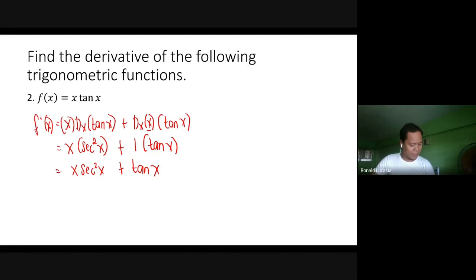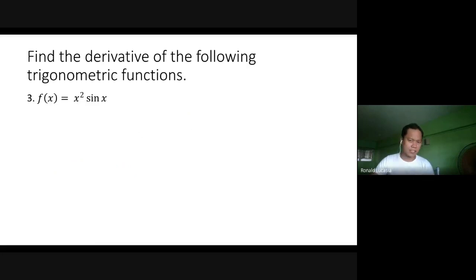Question? Sige, we'll give you 3 minutes. Masyadong mahaba ang 3 minutes. 2 minutes to answer number 3. Find the derivative of x squared sine x. So it's a product. Go. Then type your answer kung ano yung kanyang derivative.